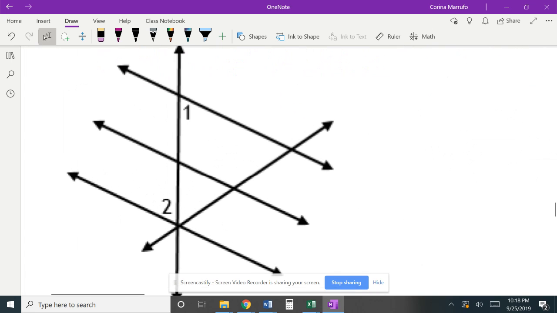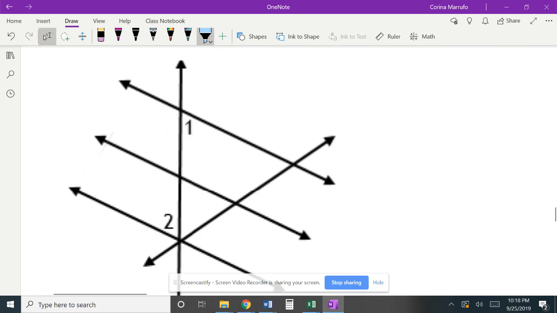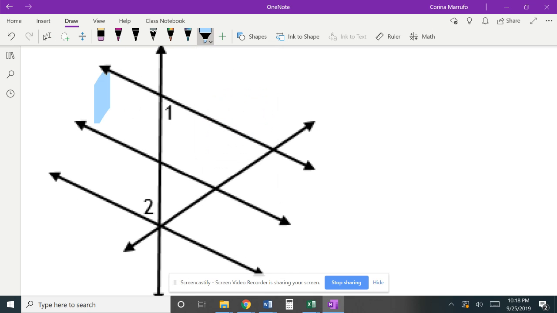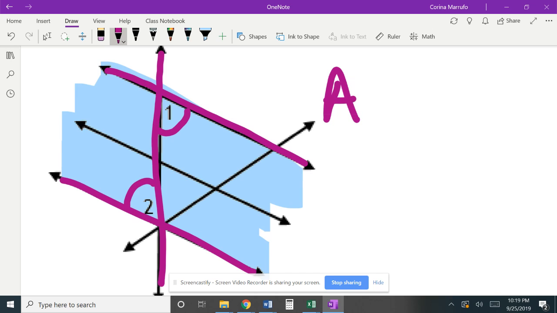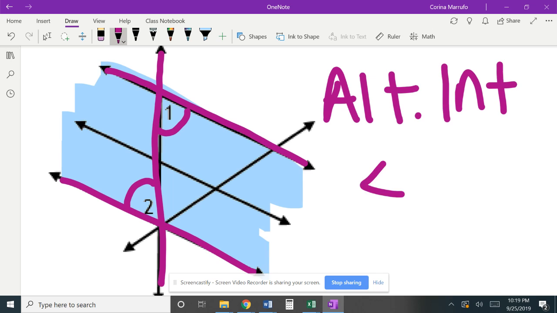Example number 8. So once again, I'm going to highlight inside of the parallel lines. So this is my inside. And then we are only going to pay attention to the lines that make up angle 1 and angle 2. So this is my transversal. These are my two parallel lines that we're looking at. If we notice, angle 1 and angle 2 are both inside of the parallel lines. And then we can also see that they are on alternate sides of the transversal. So these are considered alternate interior because they're inside the parallel lines, and then angles.